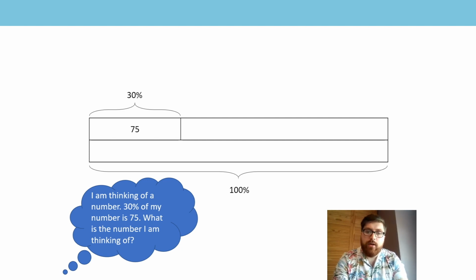Now I'd like you to have a look at this problem. Using what we know so far, how could you approach this? Now it says, I'm thinking of a number. 30% of my number is 75. What is the number I'm thinking of? Now, could we multiply that 30% by something to get 100%?